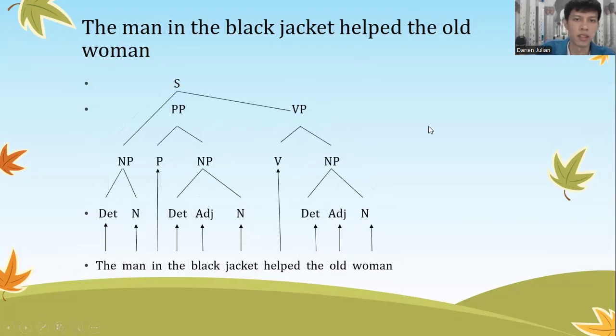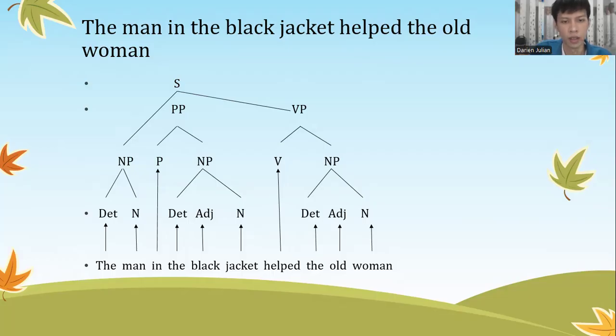Fourth is: The man in the black jacket helped the old woman. "The" is a determiner, "man" is a noun. The man is a noun phrase. "In" is a preposition. "The" is a determiner, "black" is an adjective, "jacket" is a noun. The black jacket is a noun phrase. In the black jacket is a prepositional phrase.